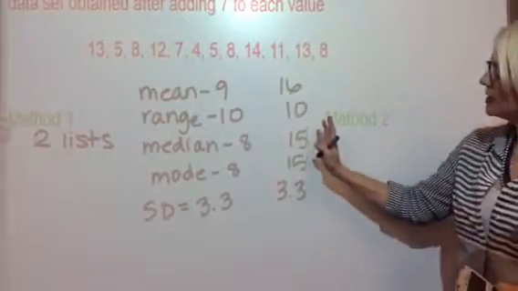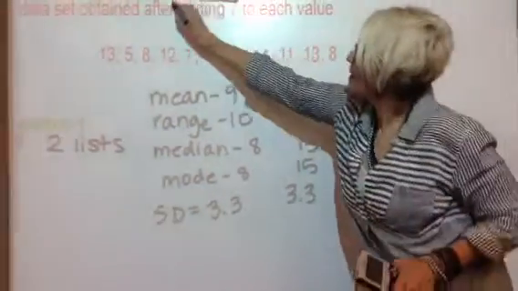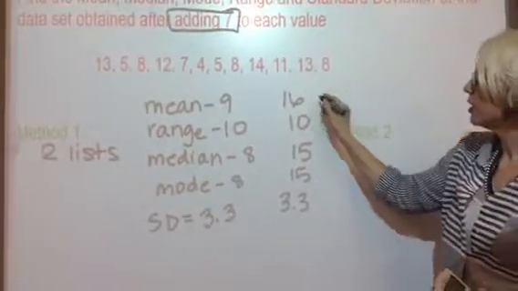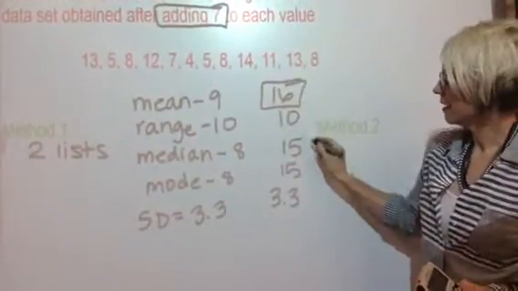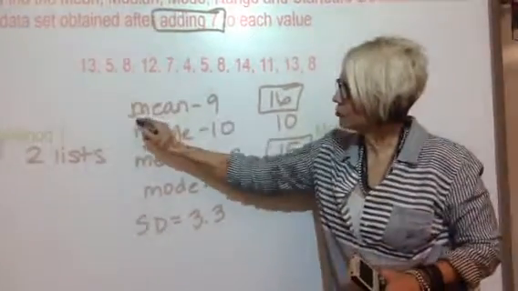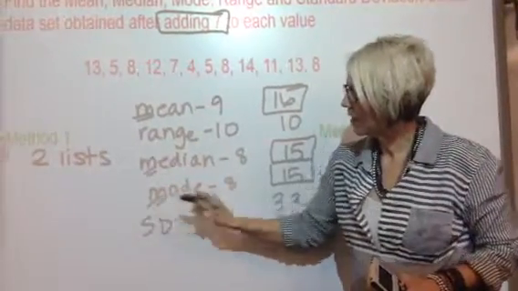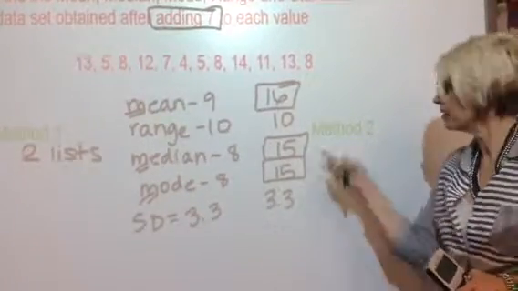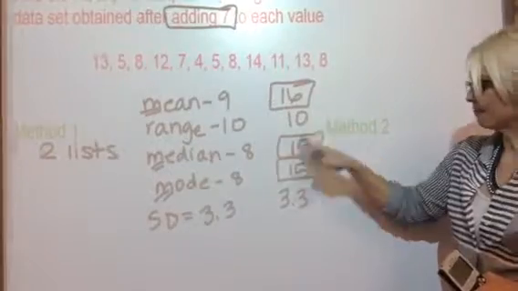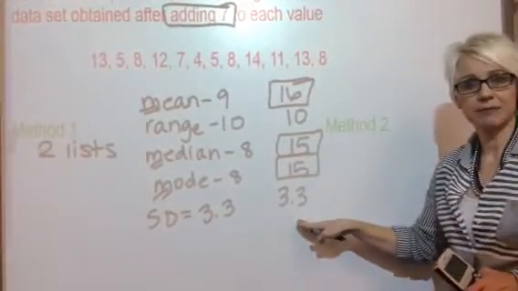So what we're noticing here is that when I add 7, and this also works with subtracting if you have a subtraction value, the mean, the median, and the mode, those measures of central tendency that all start with an M, are going to be 7 added. Look at that, 7, 7, and 7. Your range is going to be the same. Your standard deviation is going to be the same.